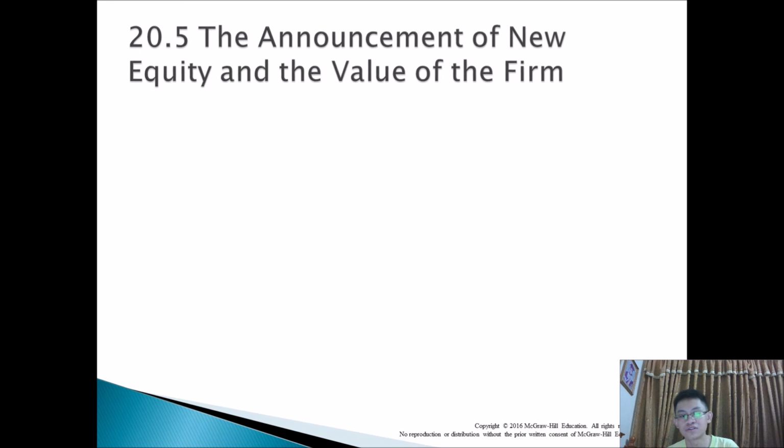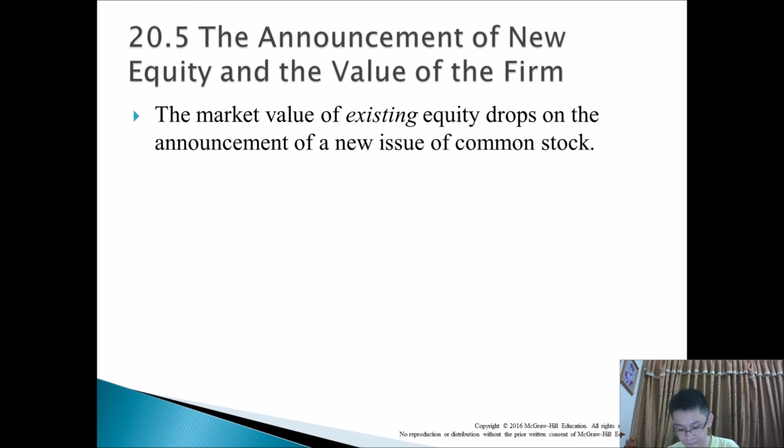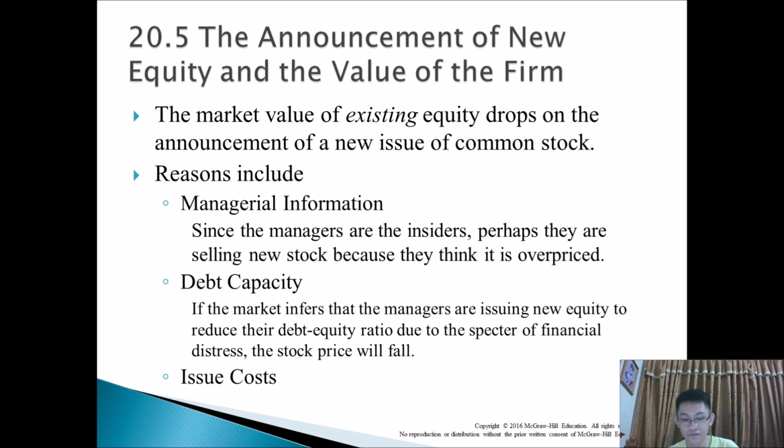Next, we will move on to part 5, which is the announcement of new equity and the value of the firm. A firm's stock price tends to decline on the announcement of new issues of common stock. There are a total of 3 main reasons for this. The first one is managerial information: since the managers are insiders, they are selling new stock because they think it is, of course, overpriced.